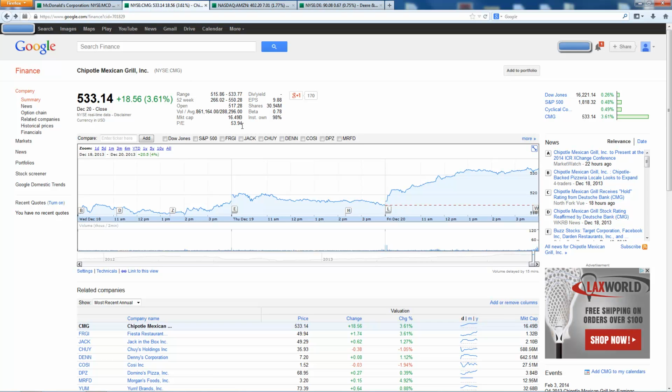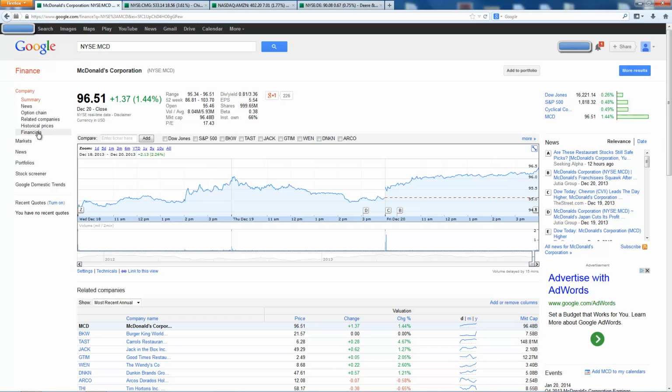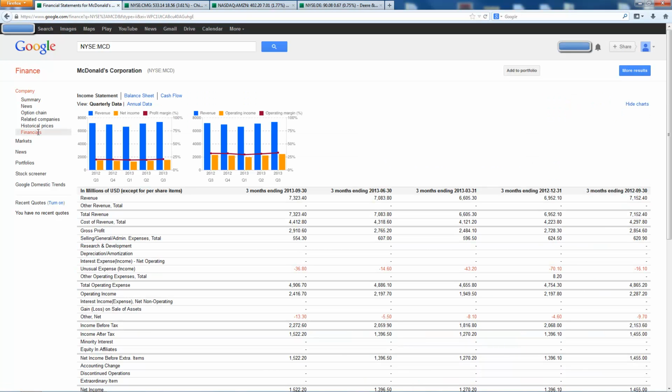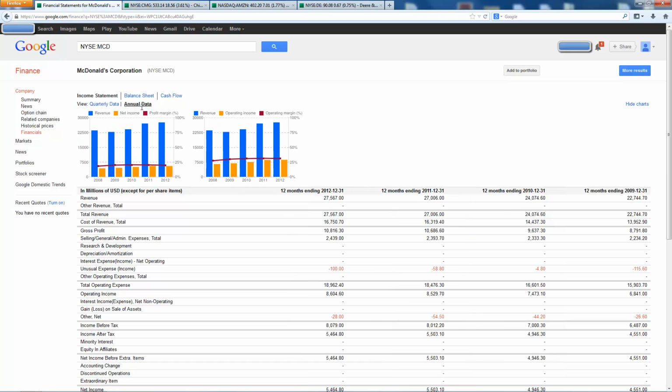We'll see that the P/E ratio of Chipotle is almost 54, much higher than McDonald's. You might be wondering why investors are willing to pay 3 times more for a Chipotle dollar's earnings versus McDonald's. And that has to do with growth rates. If we look at financials for McDonald's, then look at the quarterly data, we'll see that in the 3 months ending here versus a year ago in the same quarter, there's not much change. There's very slow growth at McDonald's. And if we look at the annual data, we'll see the same thing.